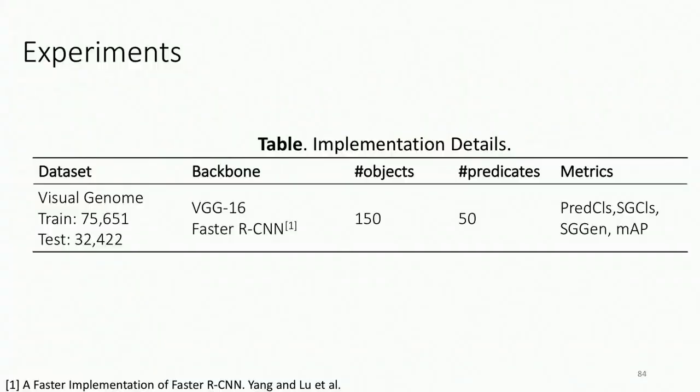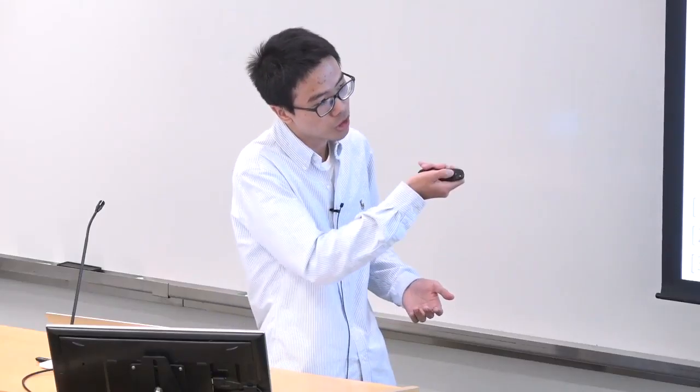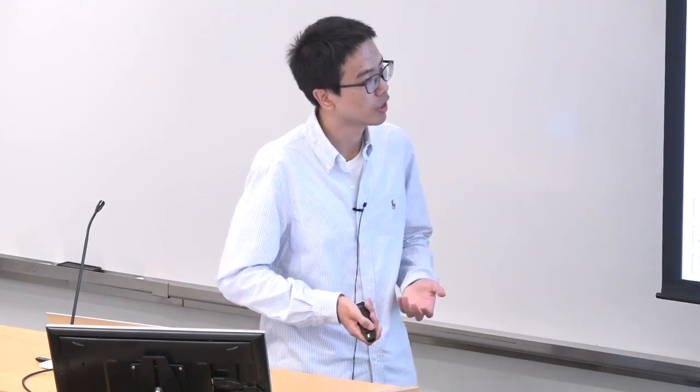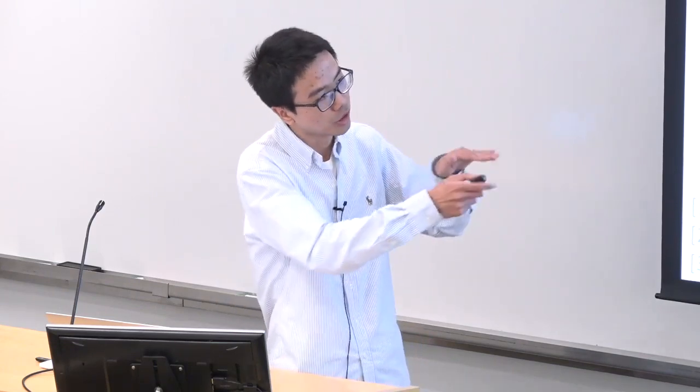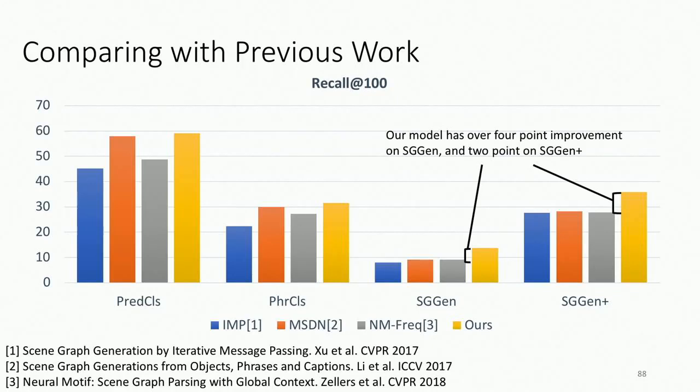We work on the Visual Genome dataset, and as we just mentioned, there are 150 object categories and 50 predicate categories, and we use different metrics to measure. Comparing with previous work, we found that our model has over 4-point improvement on scene graph generation metrics, and 2 points on scene graph generation plus, which we proposed in our paper. Due to the interest of time, I will not introduce the details of our newly proposed metric, but generally it's similar to the scene graph generation metric. A similar trend can be observed from recall at 100.